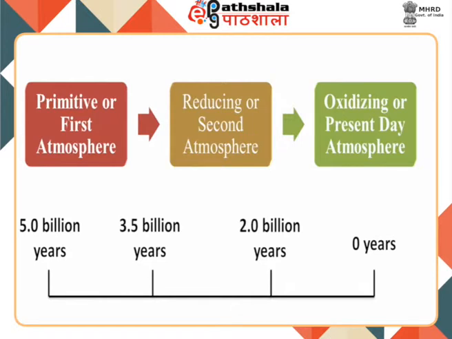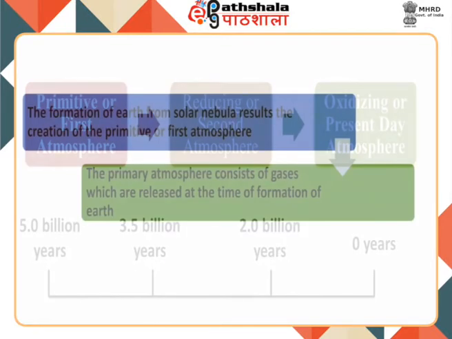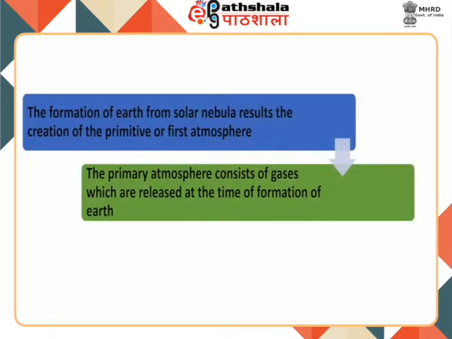It dates back around 5 billion years ago with the formation of Earth from the solar nebula. Later the atmosphere evolved into a reducing atmosphere, which dates back to 3.5 billion years ago to 2 billion years ago. Now the present day atmosphere is an oxidizing atmosphere that ages around 2 billion years. Categorization of this evolution in different periods is based on the composition of air and all the other activities going around. The formation of planet Earth from the solar nebula saw the creation of the primitive or first atmosphere containing the gases released at the time of formation.